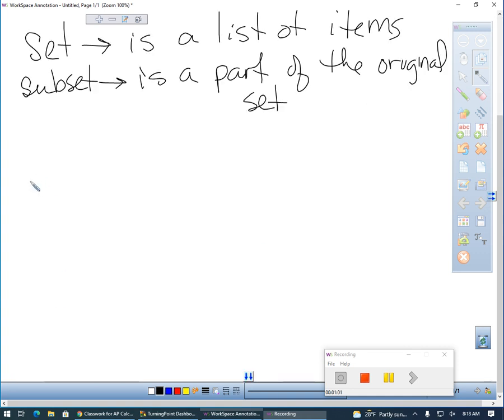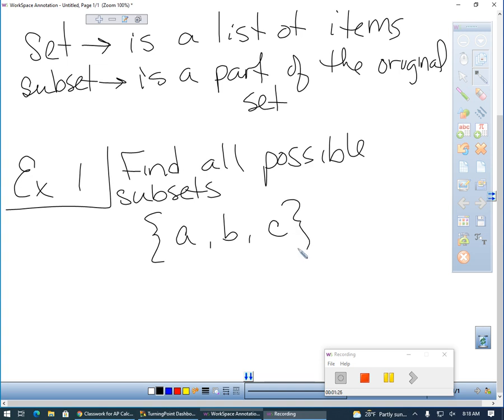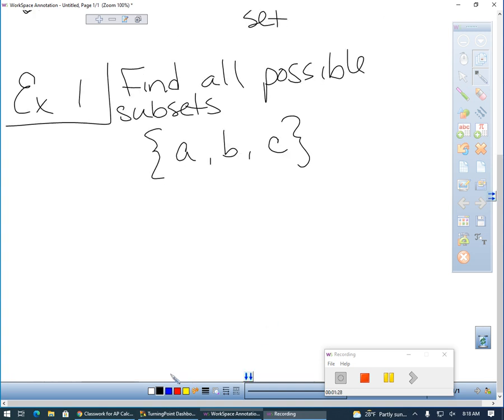So, example number 1. Find all possible subsets for, let's go with A, B, C. All right. So when I say all possible subsets, we can have one letter in there, we can have 2 letters in there, we can have all 3 letters in there, we can have no letters in there. We want to do every combination possible.